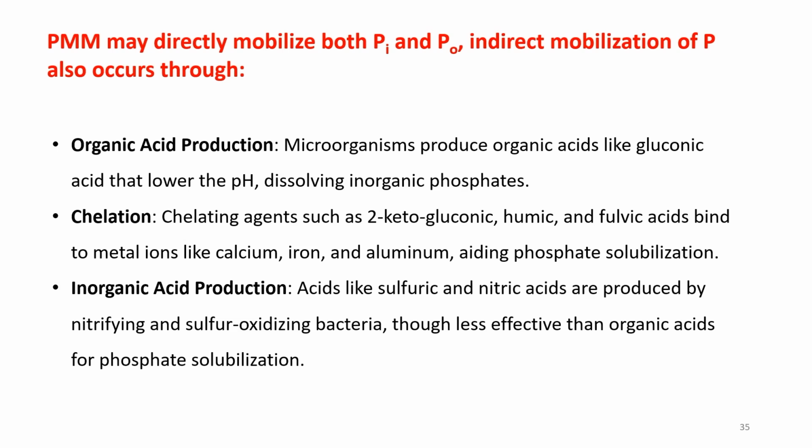In the case of organic acid production, microorganisms produce organic acids like gluconic acid that lower the pH, dissolving inorganic phosphates.